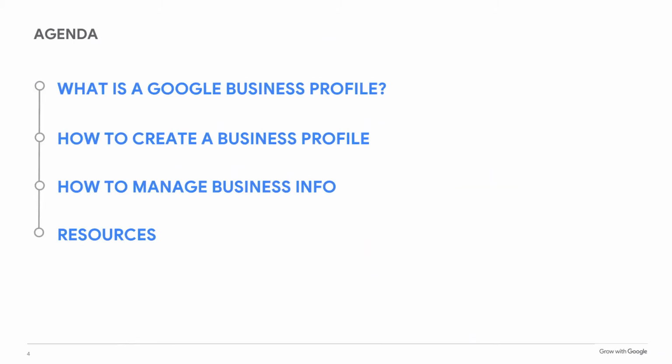Let's get started. This workshop will be divided into 4 sections. We'll spend the first few minutes explaining a Google Business Profile, what it is, what it includes, and where it appears. Next, we'll review the steps to creating and verifying your free business profile. Third, we'll discuss how to manage your business information and show you how to make updates. Finally, we'll wrap up with a quick recap and some suggested resources to help you learn more.